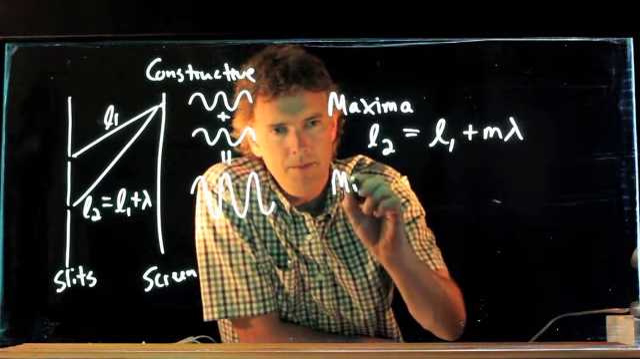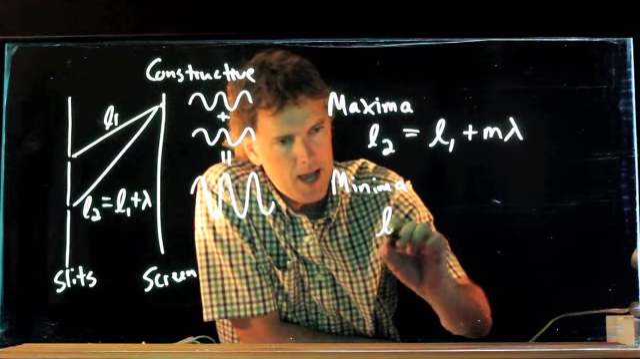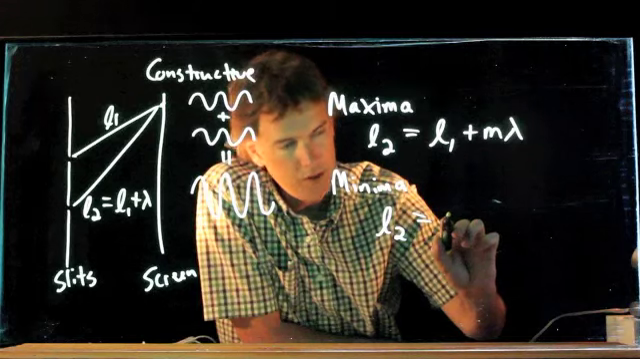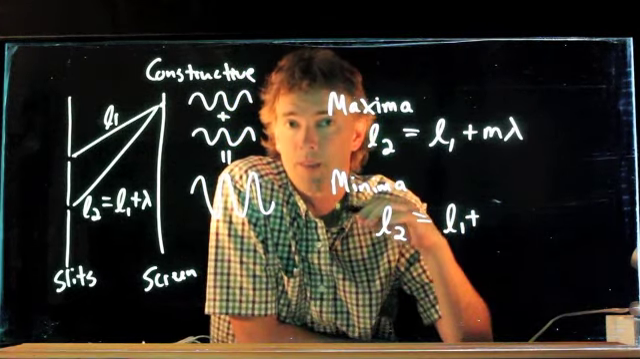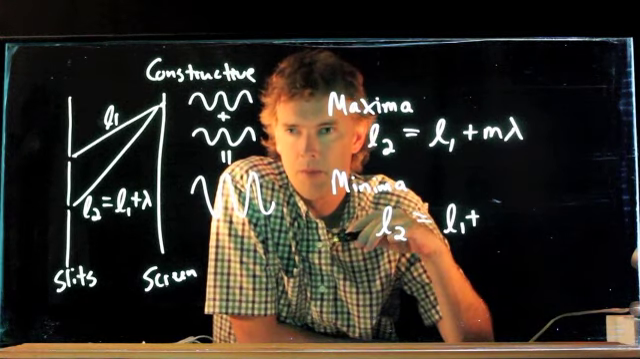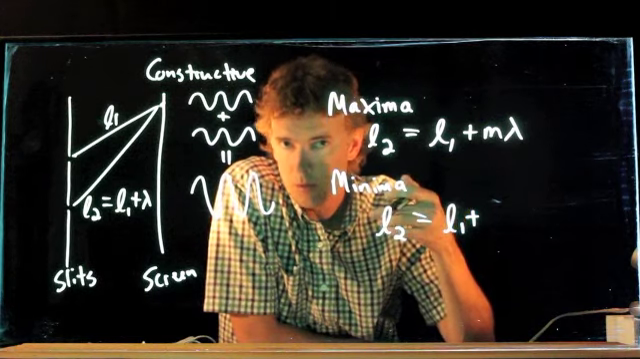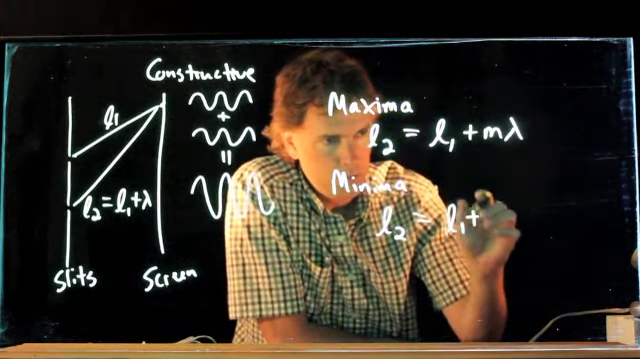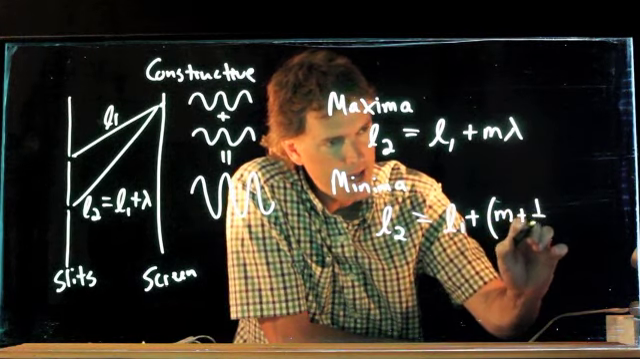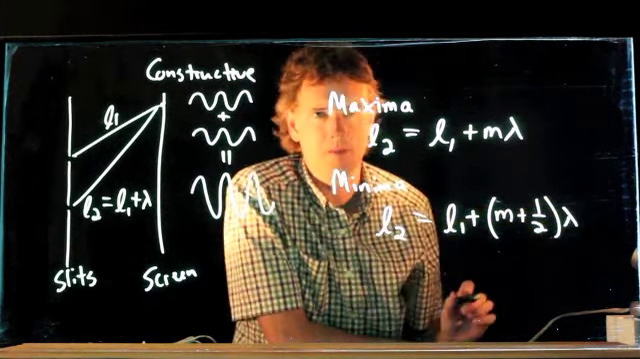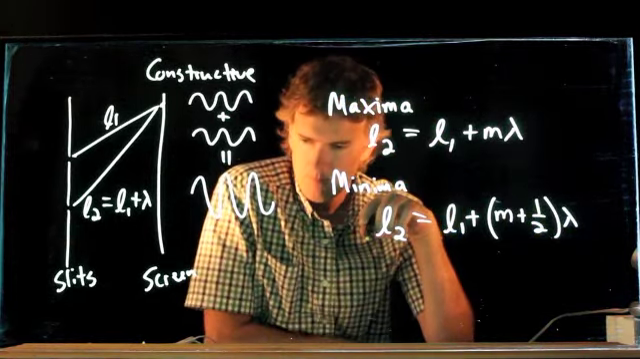All the minima, namely those dark spots, are going to be at L2 equals L1 plus, remember, a half a lambda got us a minimum, but we could add another wavelength to that half a lambda and we would still get a minimum. So what we need here is in fact m plus a half, times lambda. This is where all the maxima are. This is where all the minima are.